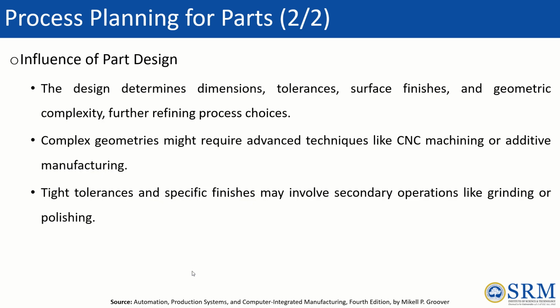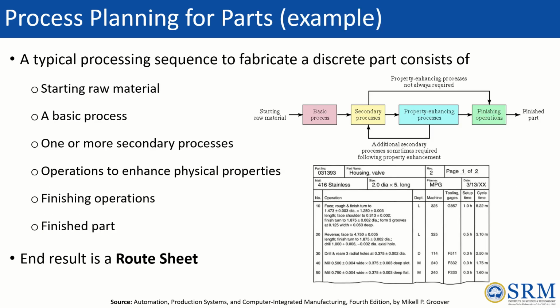Coming to the influence of the part design. Part design further refines the manufacturing plan. Dimensions, tolerances, surface finish requirements and geometric complexity determine which manufacturing methods are suitable. Complex shapes require CNC machining or additive manufacturing, while stringent surface finish requirements may necessitate secondary operations like grinding or polishing.